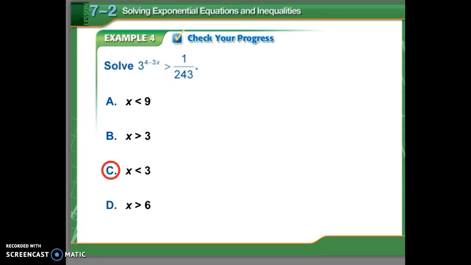Alright, and for the last one, the answer is C. x can be any number less than 3.